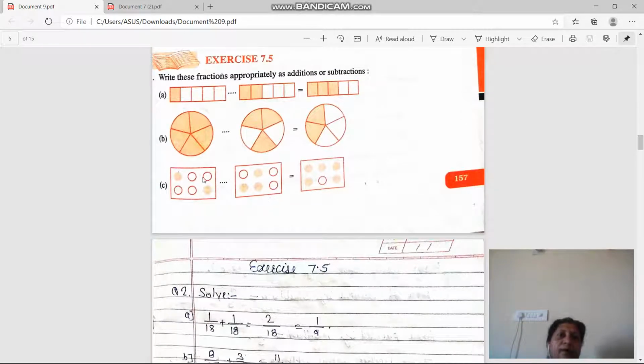What is this fraction? See here, 2 upon 6 and it is 3 upon 6 and the answer will be 5 upon 6. It means it is addition. So write here addition. Okay.